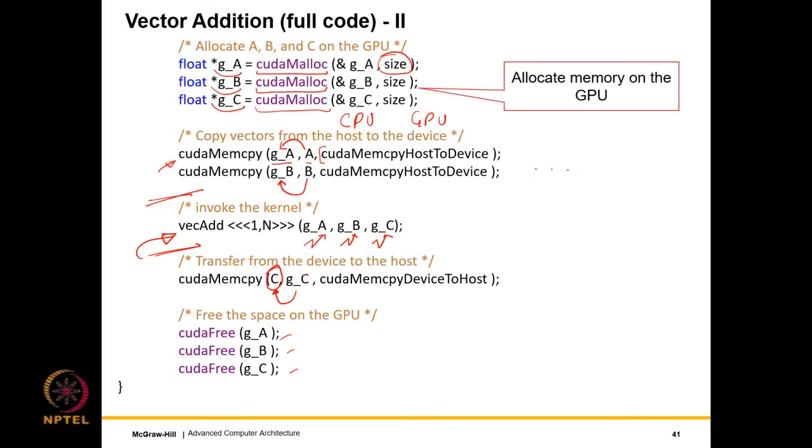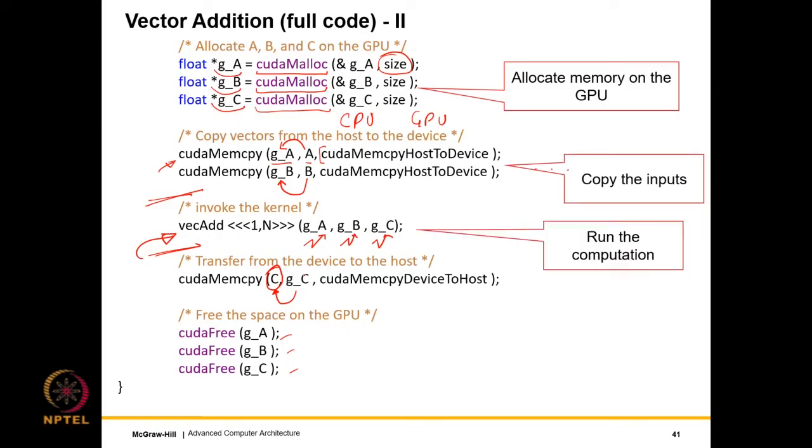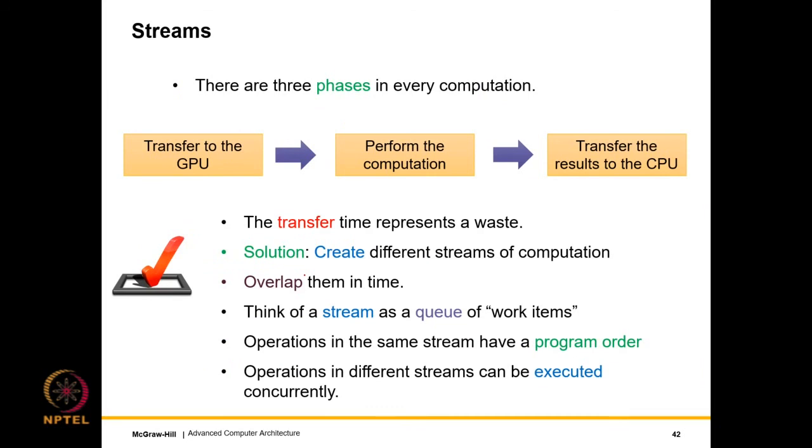All right, so just a quick recap: allocate memory on the GPU, copy the inputs, run the computation, free the memory. So what we have seen is that there are three phases in every computation: we transfer data to the GPU, perform the computation on the GPU, and transfer the results back to the CPU. If you think about it, this transfer time is kind of a waste in the sense that we are not doing any active computation.